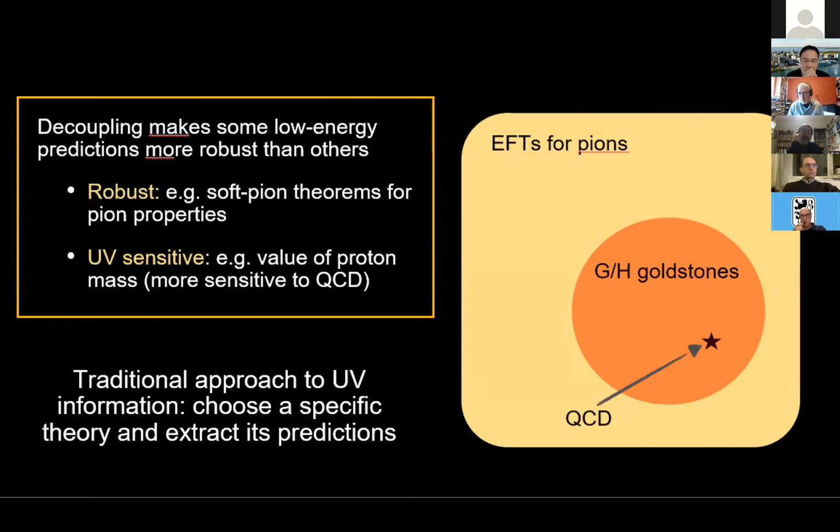So decoupling basically makes, here I'm just trying to put everybody on the same page. I know that this is stuff that everybody knows pretty much. It makes some predictions robust. Effective field theories are designed to extract what's robust and what does not depend on the ultraviolet details.